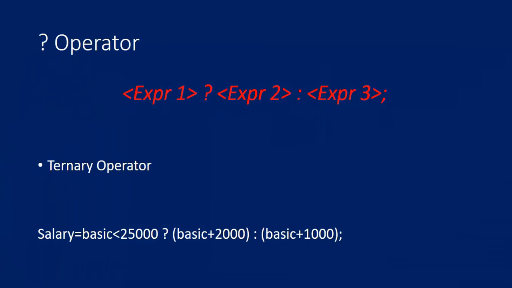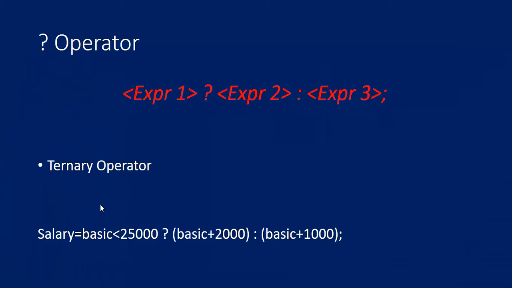In this lecture, I will discuss the question mark operator and show a few programs using it. The syntax of the question mark operator is: expression, question mark, then if the expression is true, one expression is executed, and if it is false, the else part is executed. So it is kind of an if-else. You can treat this part as the if condition, this is the if block, and this is the else block.